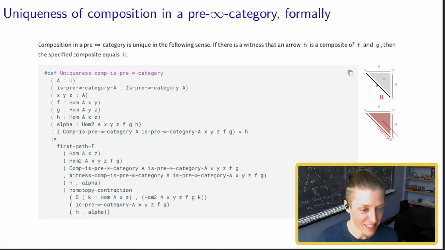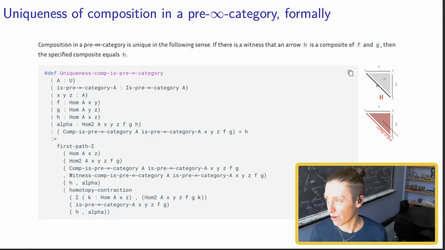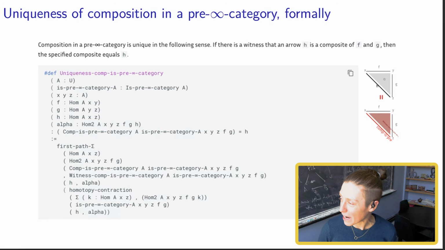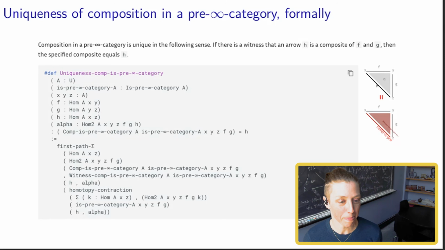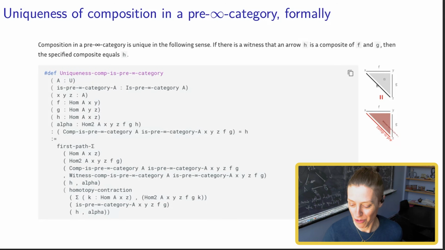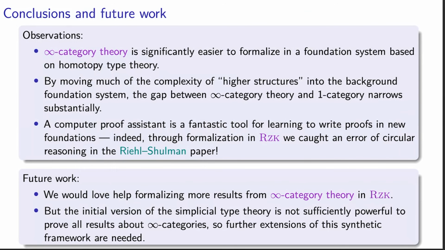What it's using is the contracting homotopy part of is-contractible. I mentioned that the data of a term witnessing that a type is contractible provides a center of contraction. That was used to define the composition function and the composition witness, but also a contracting homotopy, and that's what's used here to define the uniqueness. So anyway, this is all fully formalized, and I'll conclude with some observations and future work.